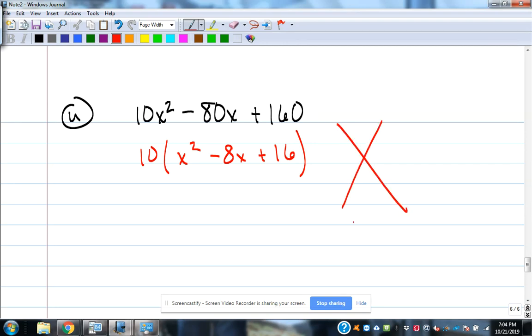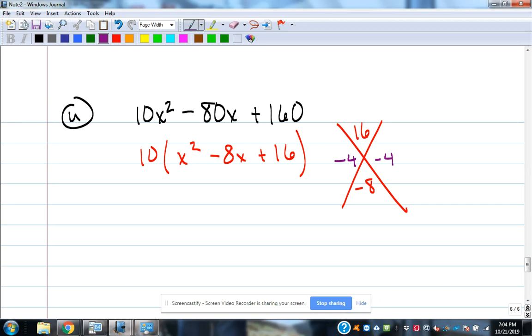What goes in the top of the X? 16. The 10, remember, is just hanging out. We're not using it anymore. So there's a 1 in front of x squared. 1 times 16 is 16. What goes in the bottom of the X? -8. So we need two numbers that multiply to be positive 16 and add to be -8. -4 and -4.